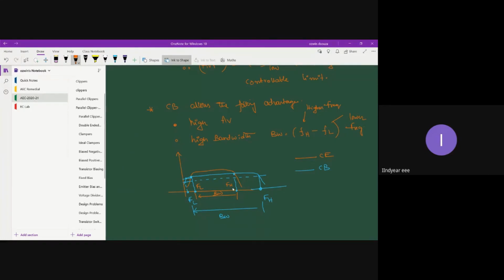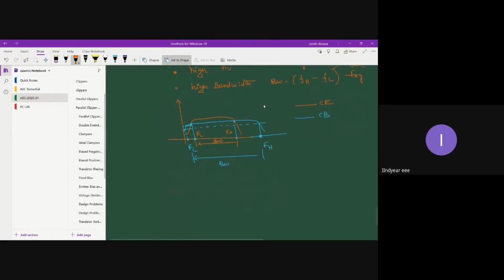So that's how you can qualitatively analyze the bandwidth of two amplifiers. Since the bandwidth is large, this particular cascode configuration is widely used in VHF and UHF transmission.